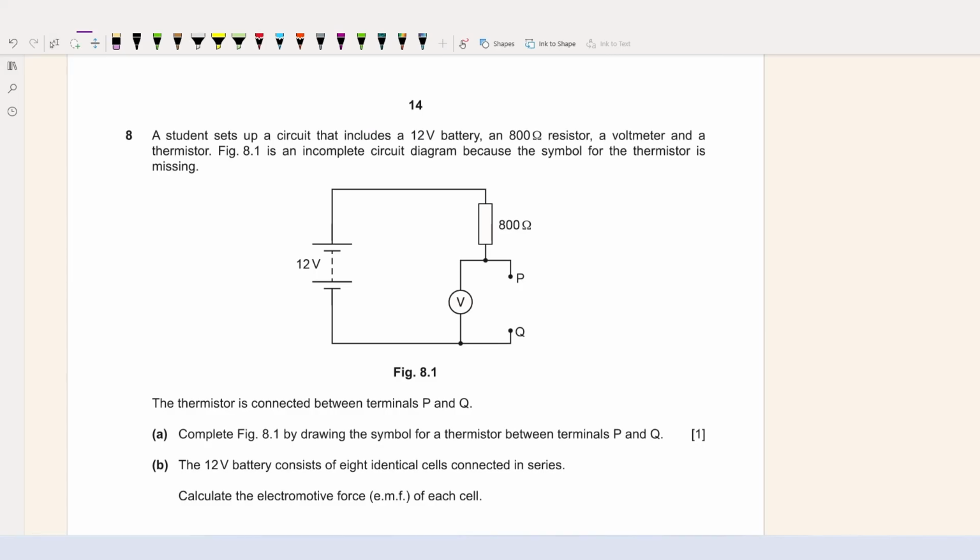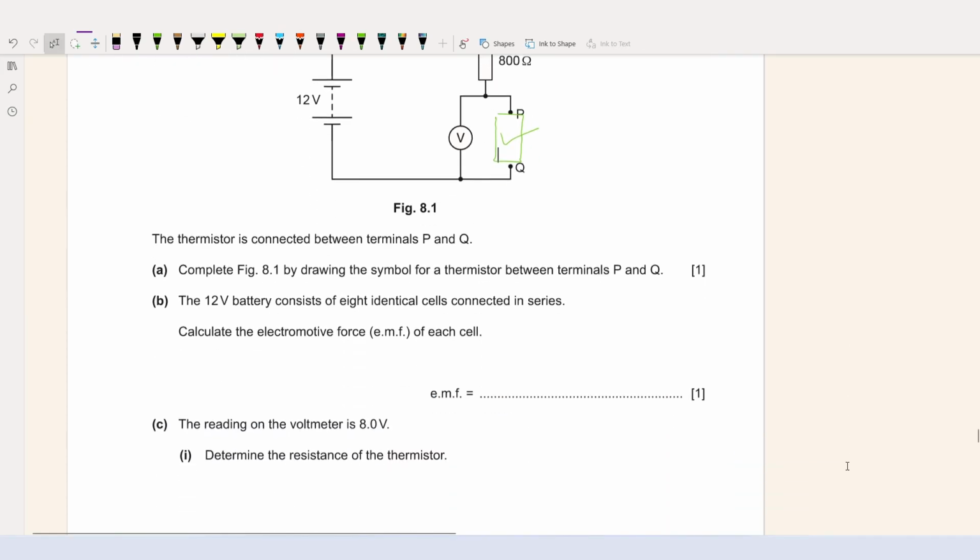Question number 8. A student sets up a circuit that includes a 12 volt battery and 800 ohm resistor, a voltmeter and a thermistor. Figure 8.1 is an incomplete circuit because the symbol of the thermistor is missing. So we have to draw the thermistor. And we know the thermistor is drawn like this, and there's a tick in between. Part A: complete by drawing the symbol of a thermistor between P and Q.